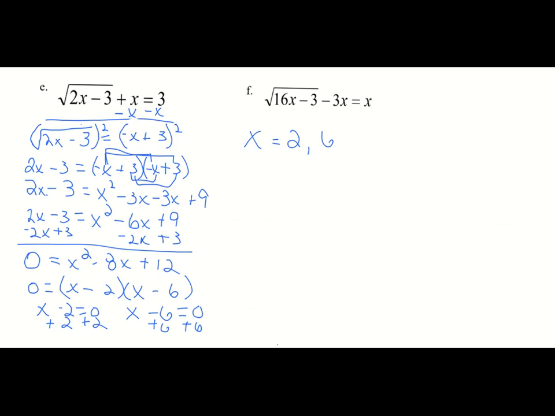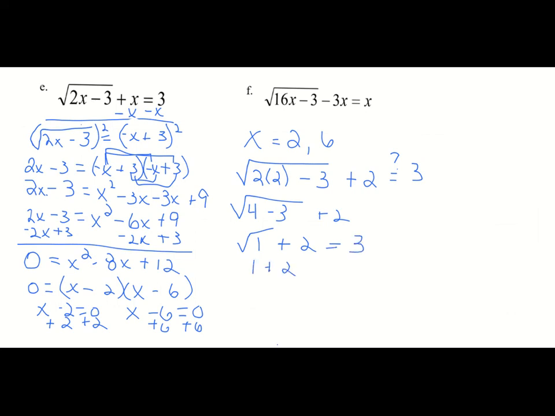But we do need to check our equations. So we're going to start off by plugging in the 2. And we'll do the square root of 2 times 2 minus 3 plus 2 and see if it equals 3. So we have the square root of 4 minus 3 plus 2. So it's going to be the square root of 1 plus 2. And that does equal 3 because the square root of 1 is 1. 1 plus 2 equals 3. So 2 is a solution.